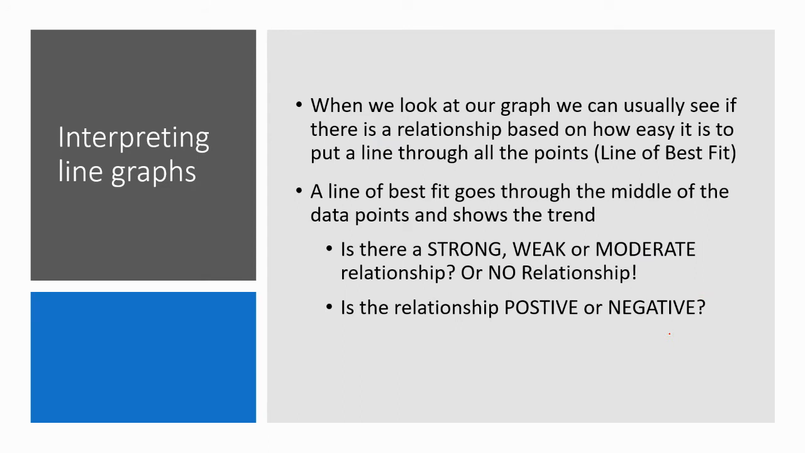When we look at our graph, we usually see if there is a relationship based on how easy it is to put a line through all the points, and then we call that line the line of best fit. So a line of best fit goes through the middle of the data points and it shows the trend. Is there a strong, weak, or moderate relationship, or no relationship? Is the relationship positive or negative?